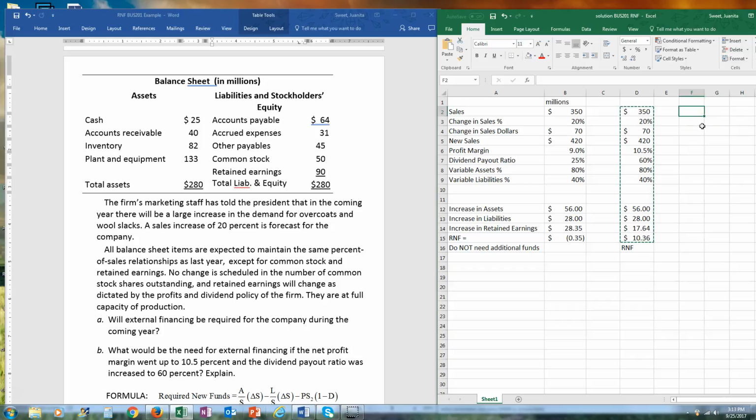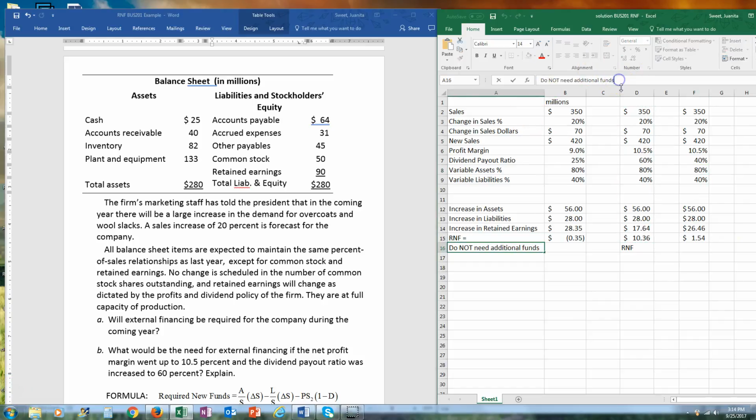So if I was to not be so generous with my dividends, maybe I only made my dividend payout 40%. That would bring it down what I would need to fundraise. And you could go and change the different variables here to see what would happen. So once again, do not need funds if negative number. If it's a positive number, then that's the amount we do need.